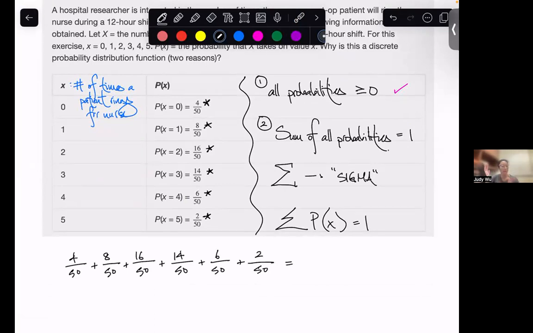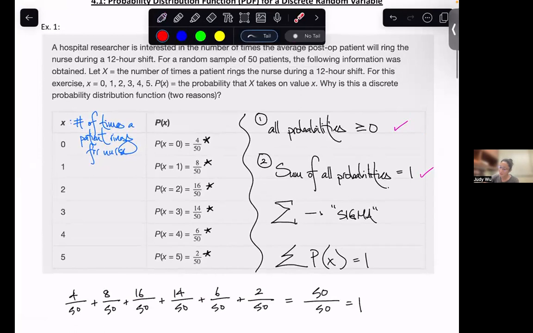And we can certainly use a calculator for this, no shame in that. But I notice that all the denominators are the same, which means I just need to add all the numerators, okay? And so 4 plus 8 is 12, plus 16 is 28, plus 14 plus 6 plus 2. And if I add those all together, I will get 50. And we know 50 divided by 50 is 1. And so that shows that the sum of all the probabilities is 1. And since it fulfills these two conditions, we have a discrete probability distribution function.